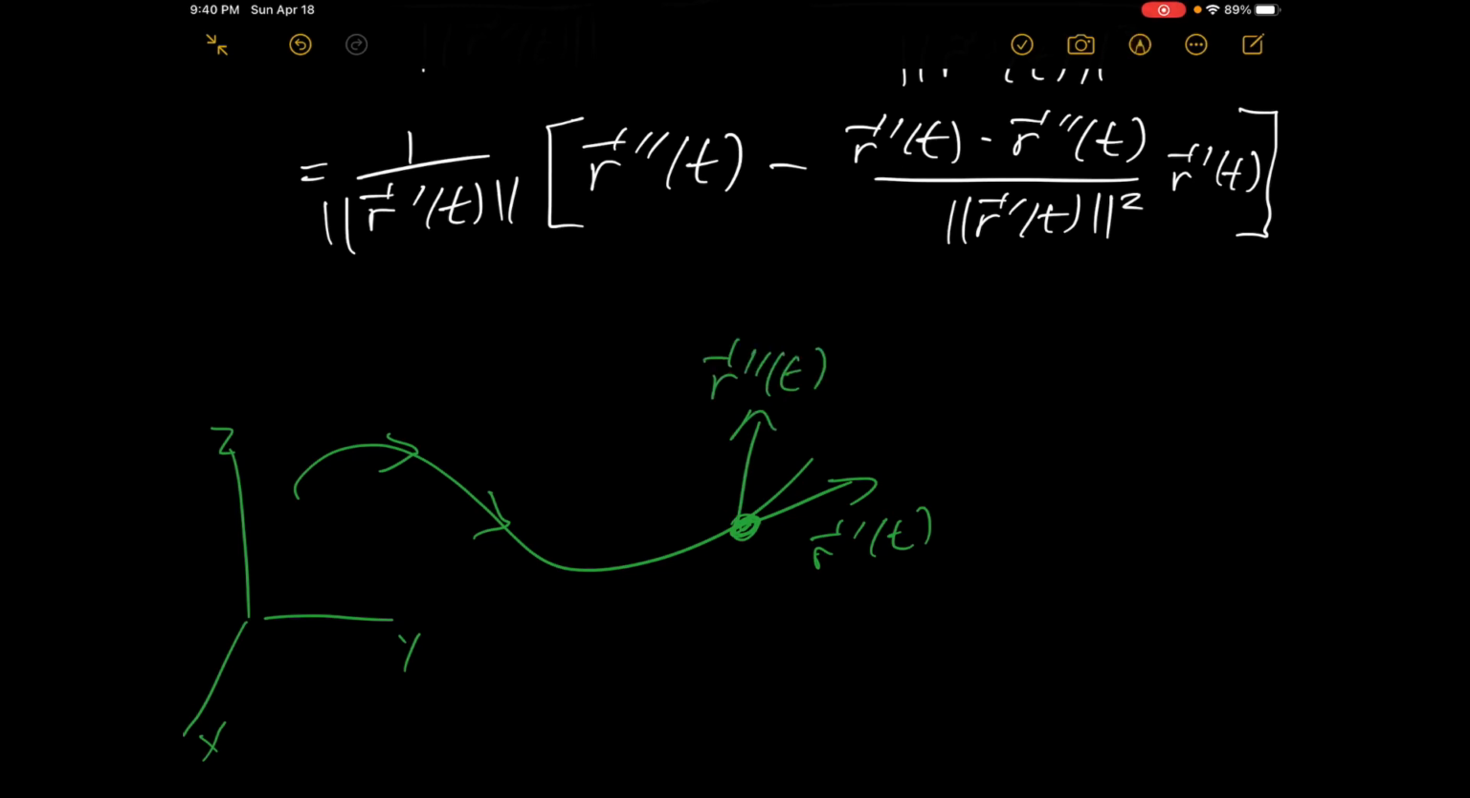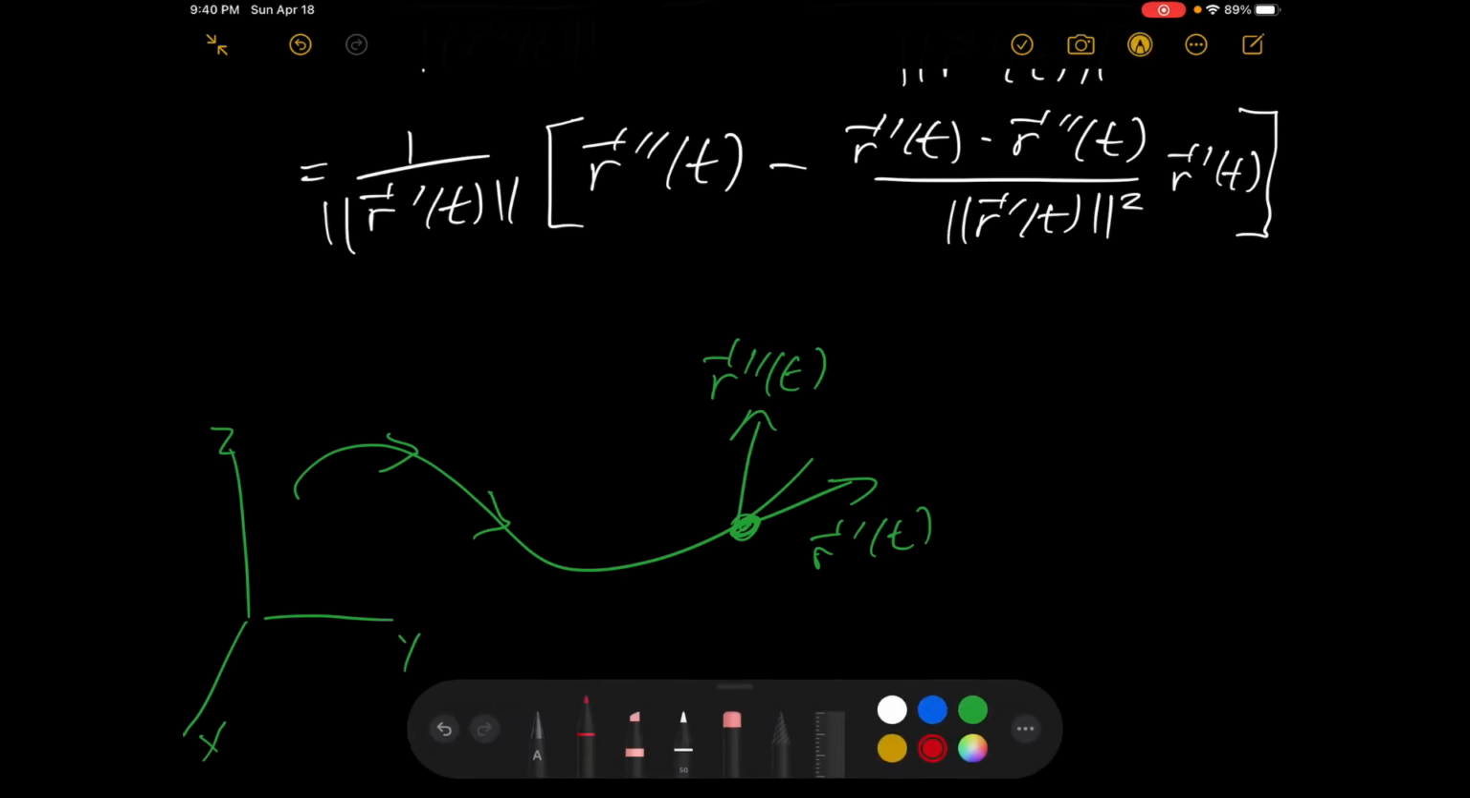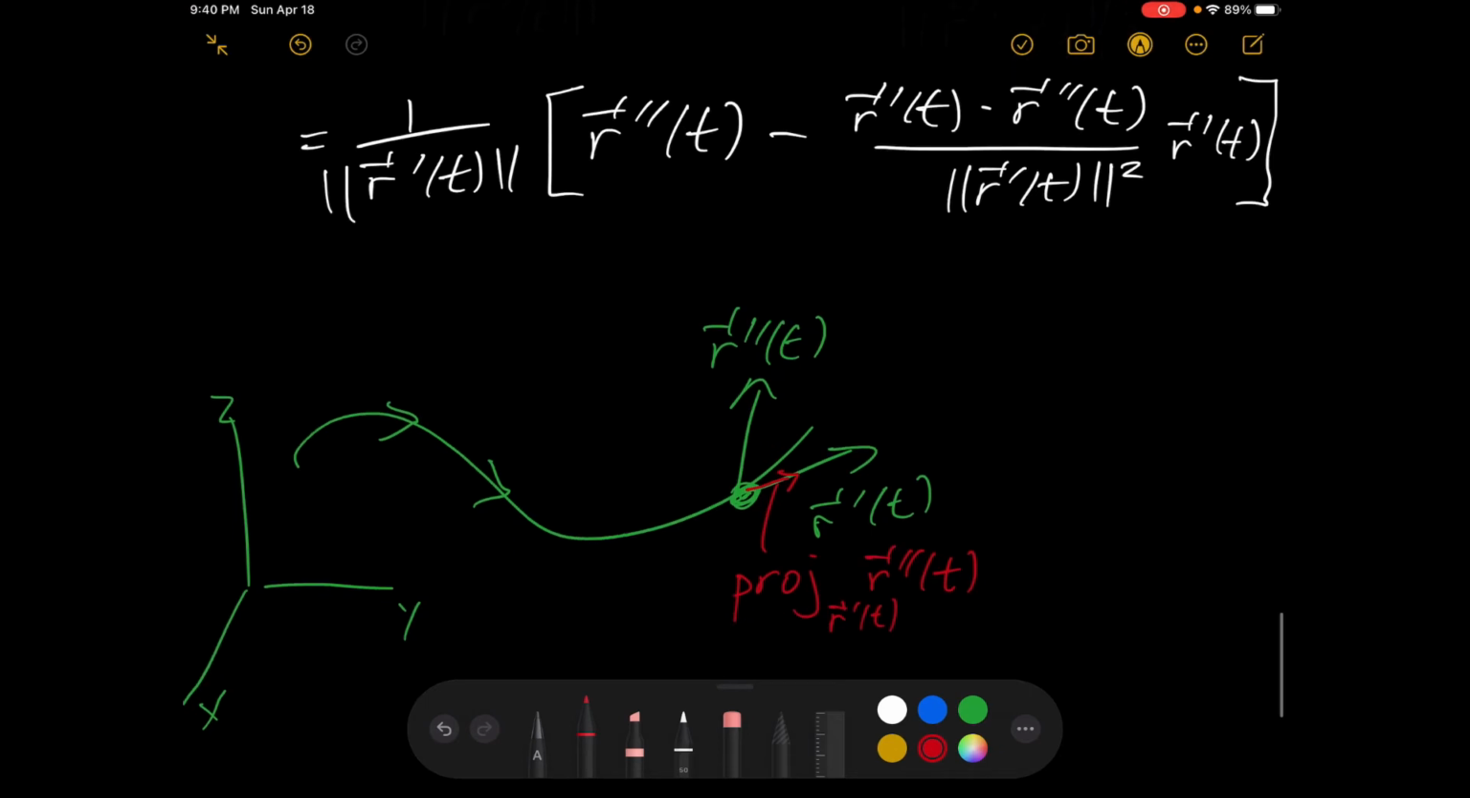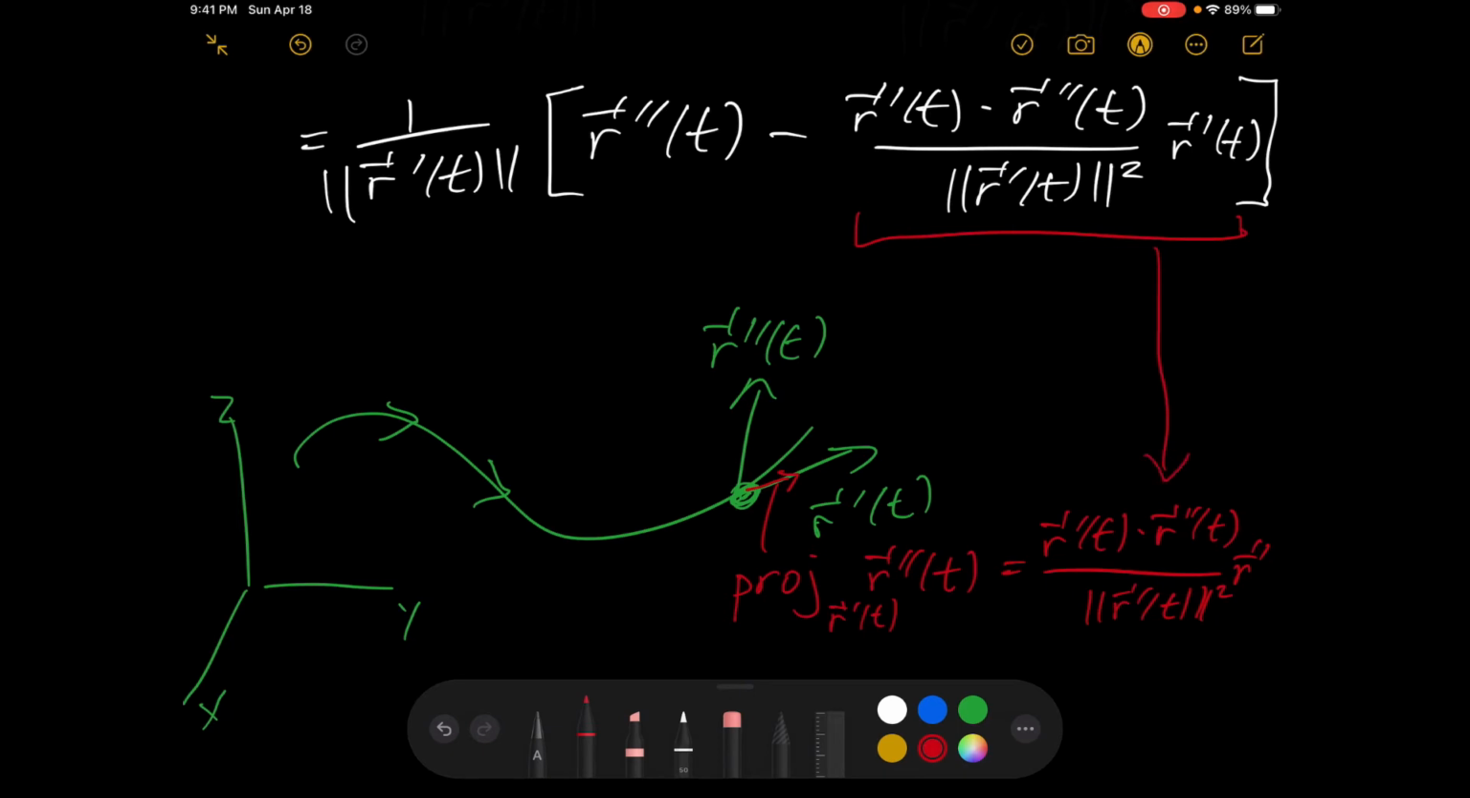Then what happens is that this vector, and let me do it with a different color because I don't want to overlap it too much, this red vector is actually the projection of r double prime of t onto r prime of t. Basically, it's the vector of r double prime of t that's kind of shadowed onto the direction of r prime of t. And interestingly, this projection is actually equal to that amount.